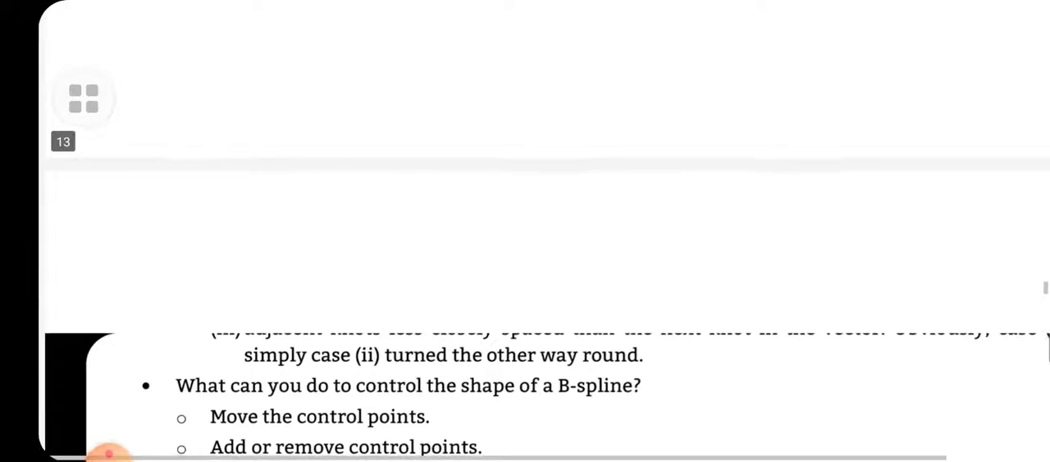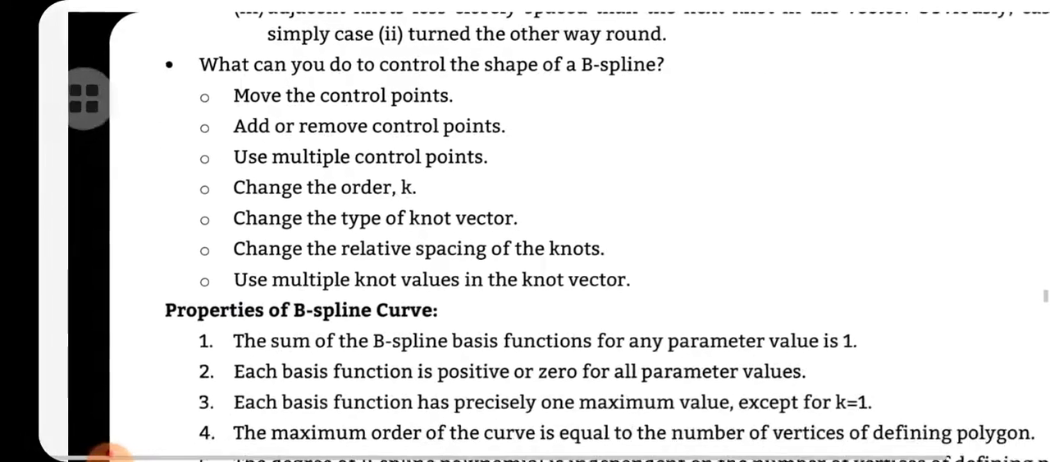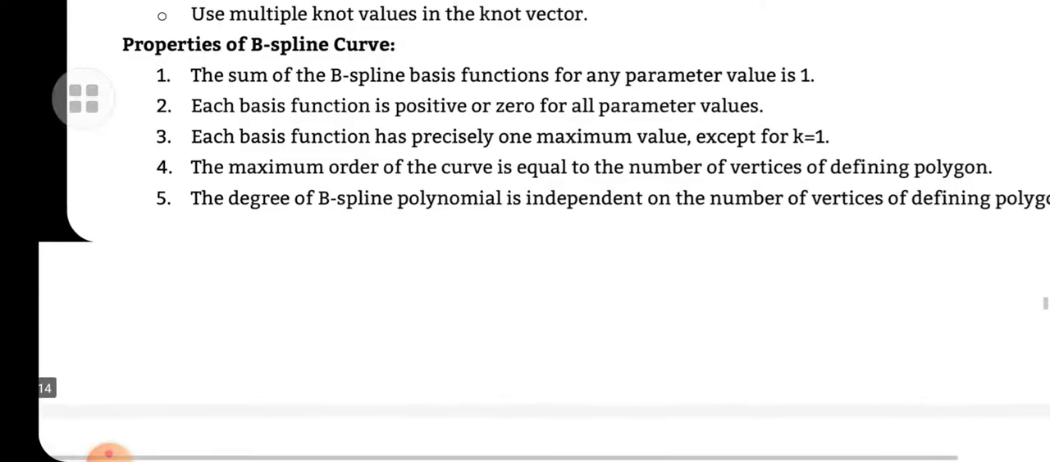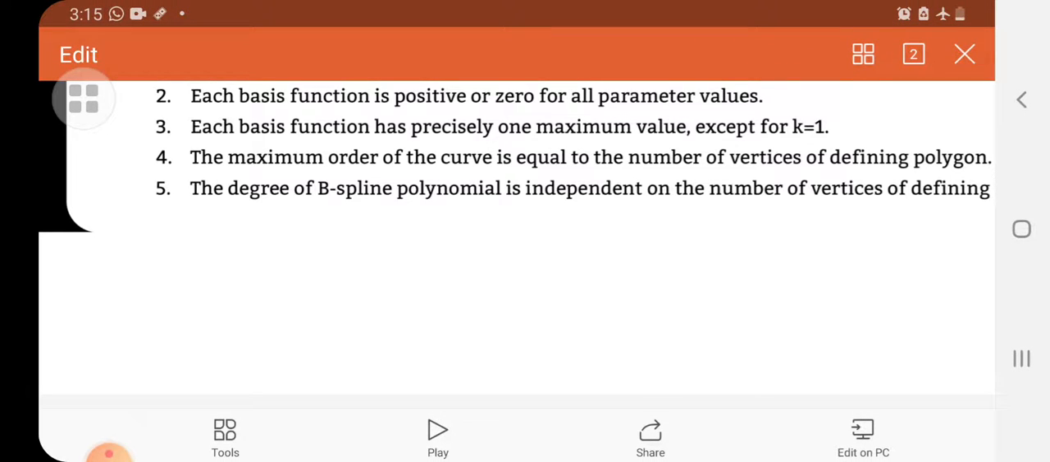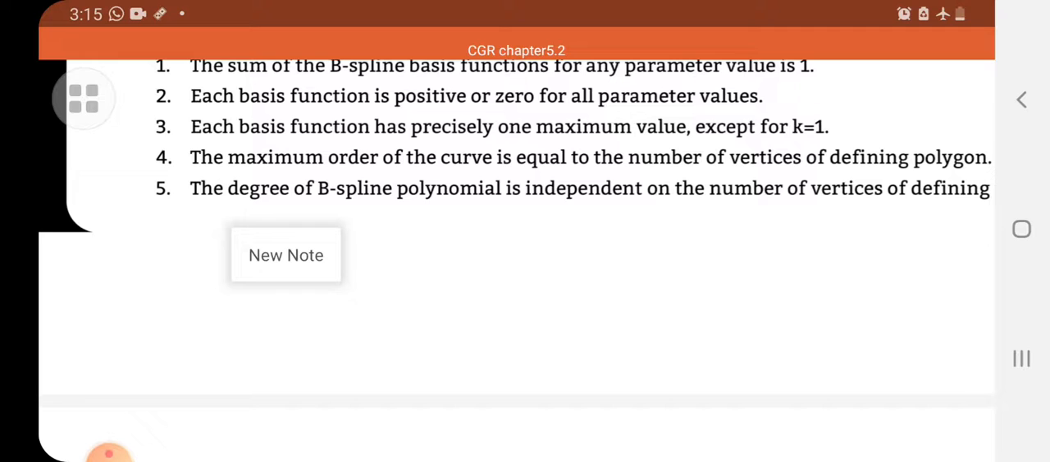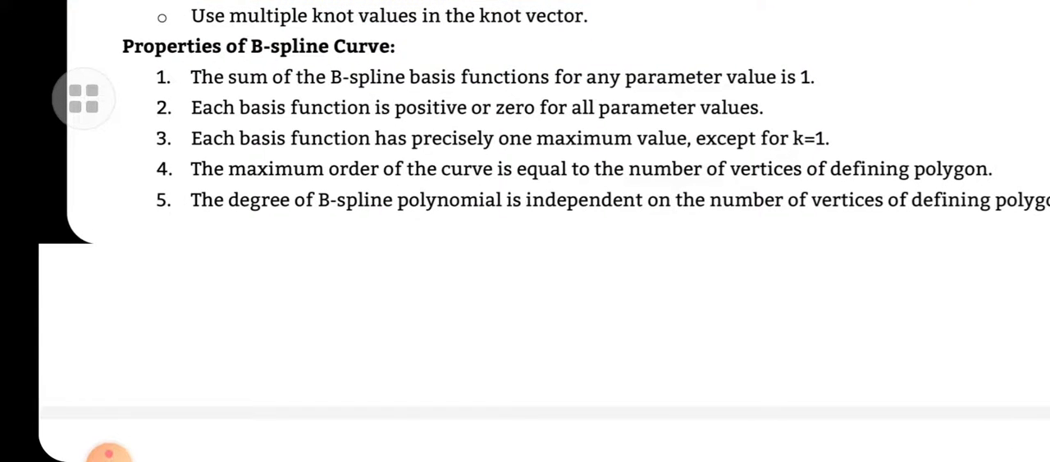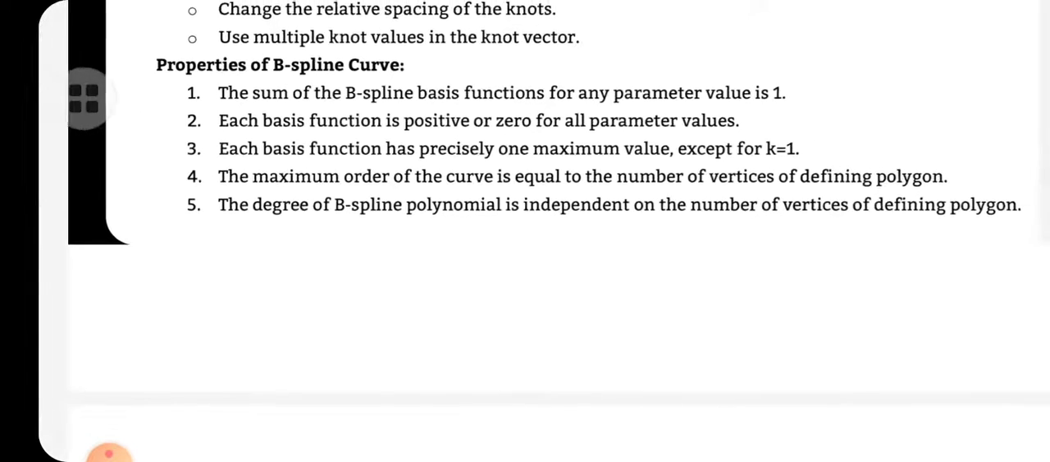And second are the properties of the B-spline curve. The first is that the sum of the B-spline basis functions for any parameter value is 1. Then each basis function is positive or 0 for all parameter values. Third, each basis function has precisely one maximum value, except for k equal to 1. Then fourth, the maximum order of the curve is equal to the number of vertices of the defining polygon.